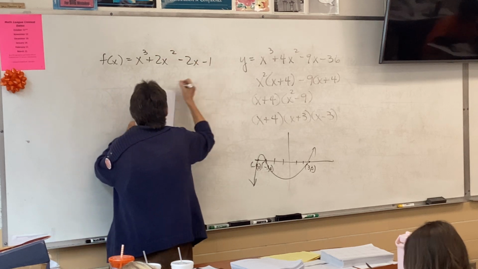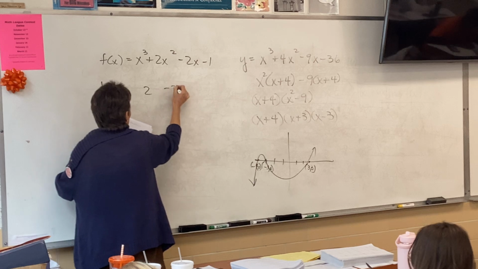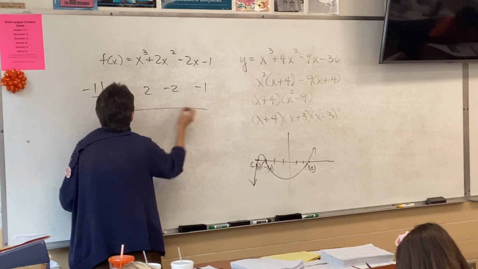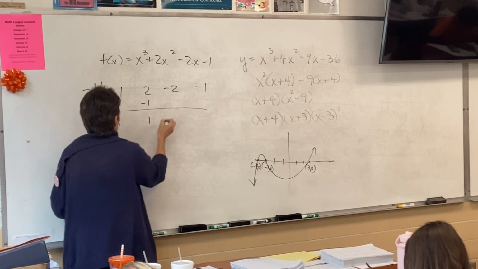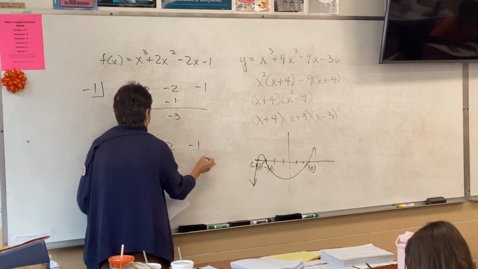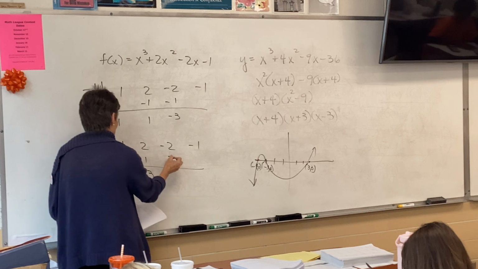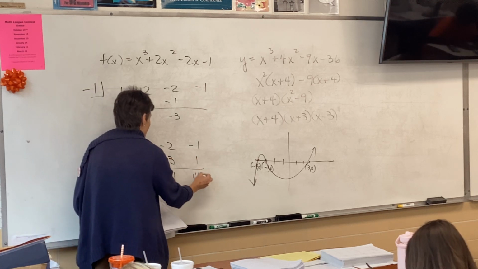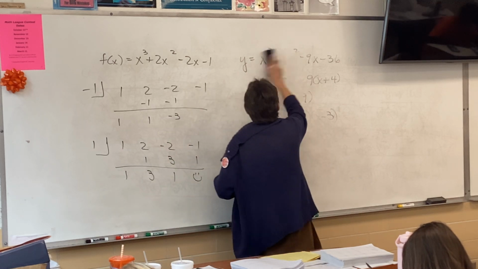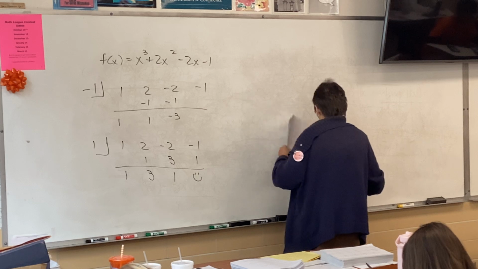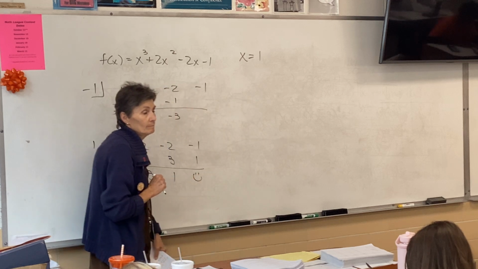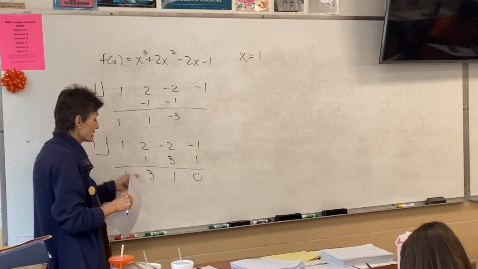All right. So we want to try negative 1. Uh-oh, I don't think that worked. Let's try 1. There it goes. 1 worked. Find the roots. One of my roots is 1. I know that because I guessed it and divided it out.